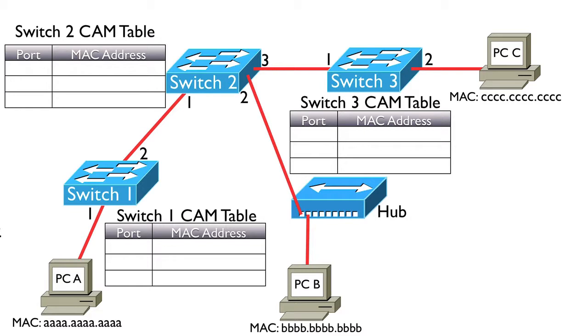We call it a bit spitter. It takes bits in on one port and it just regenerates them out of other ports. So it's not really making intelligent forwarding decisions. It's a layer 1 device. The switches, they are layer 2 devices.